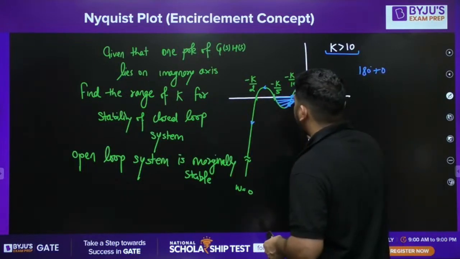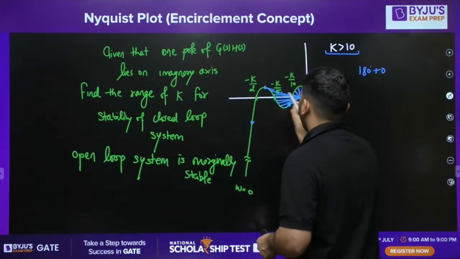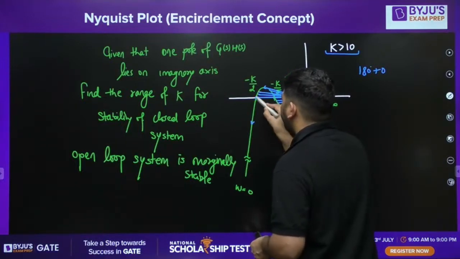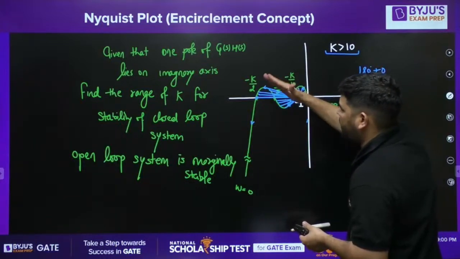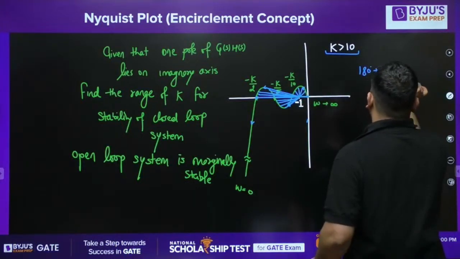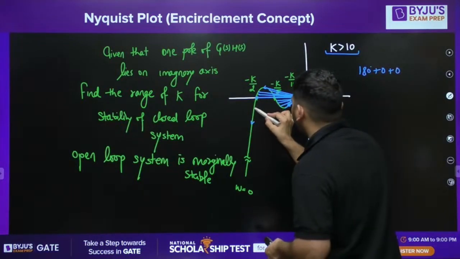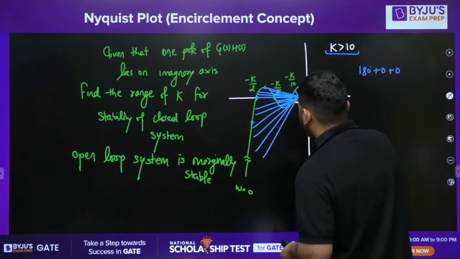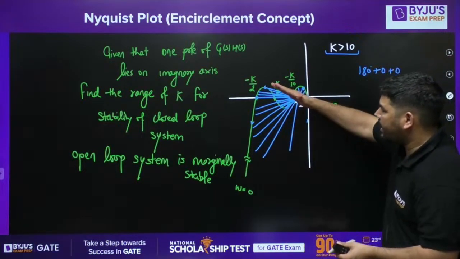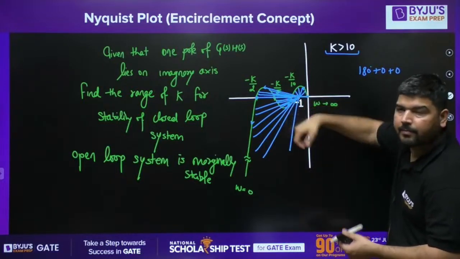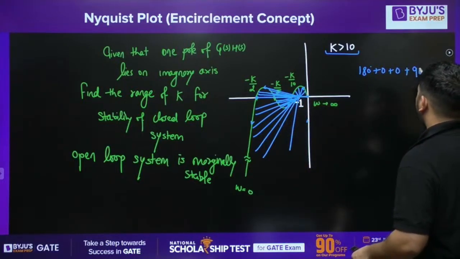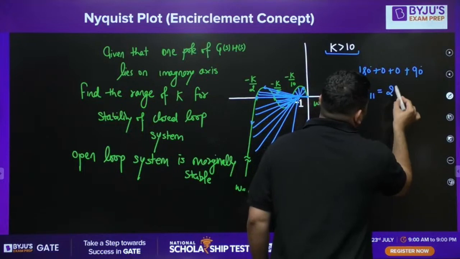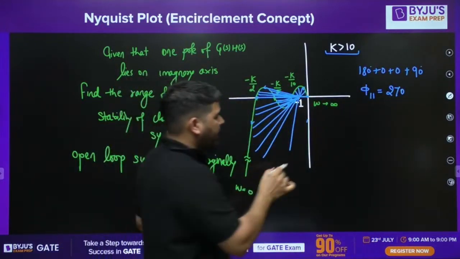Now from this point to this point, again you have moved up and then down, so the net angle traversed is again 0. Then you have moved downward like this, so the net angle traversed is again anti-clockwise and it is 90 degrees. So the net phi 11 is 270 degrees.